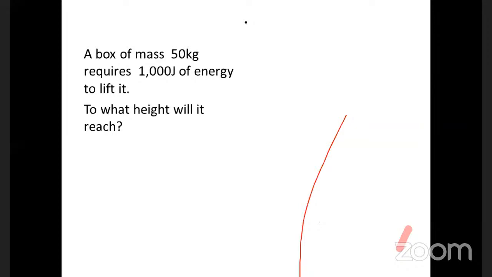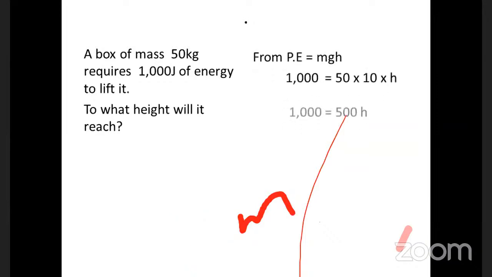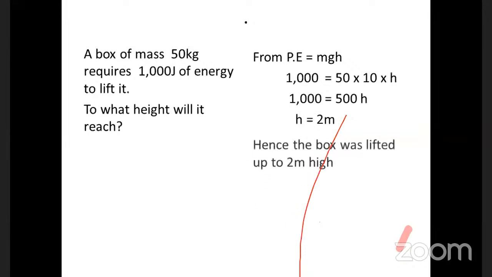A box of mass 50 kilograms requires 1,000 joules of energy to lift it. To what height will it reach? Who has already tried and found out the answer? We're saying 2 meters. Quilla is saying 2 meters. Carlo is saying 2 meters. Bonita, 2 meters. I think all of us have got 2 meters.